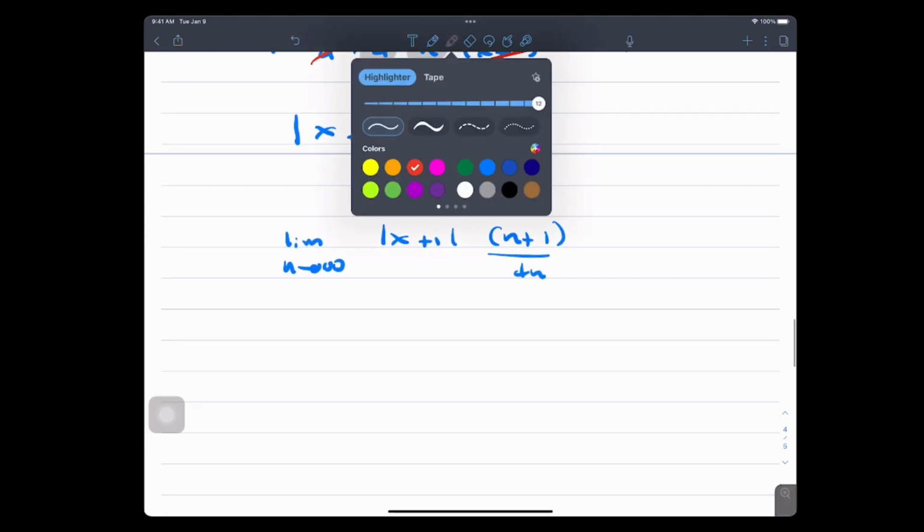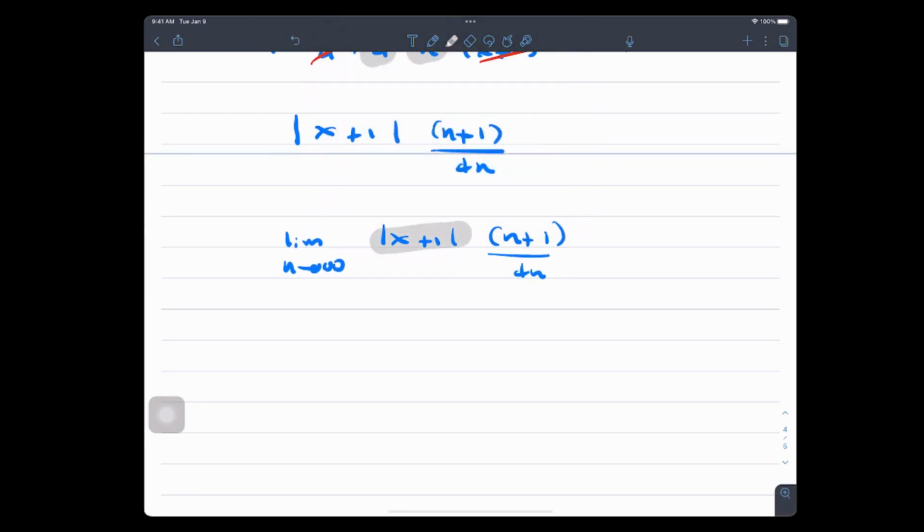And you get to pull out the constant term, absolute value x plus 1, the limit as n gets big. And you can actually pull out the constant 4 as well. And so you just have n plus 1 over n.